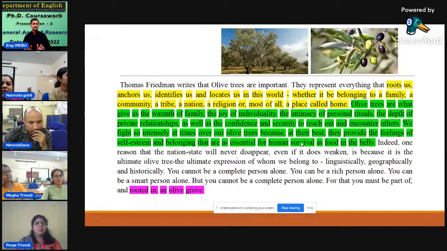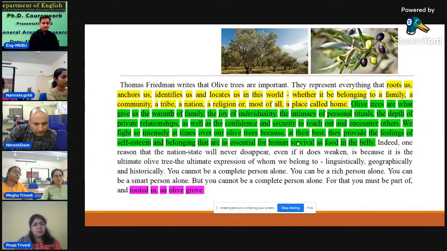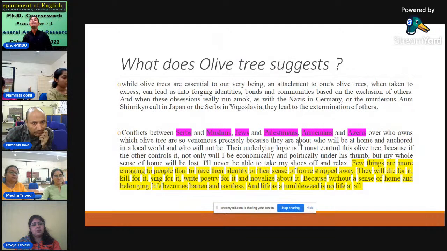See, what he says, you can be a smart person alone. You can be a rich person alone. But for the past, just a minute, for that past, you must be rooted in an olive grove. So there may be a question that what does olive tree suggest? See, olive trees are essential to our very being, and attachment to one's olive tree, when taken into excess, can lead us into forging identities, bonds and communities based on exclusion of others. This word is very important, exclusion of others.